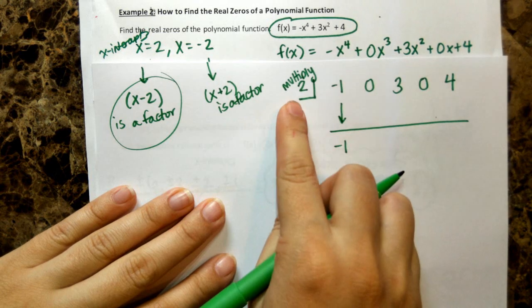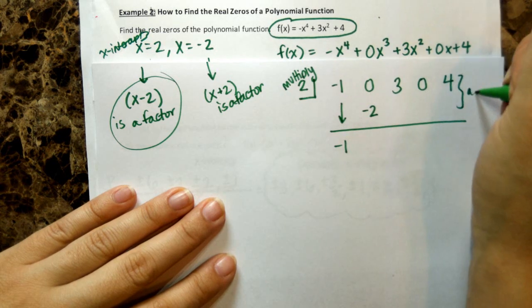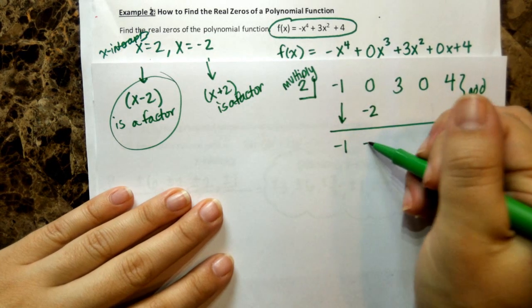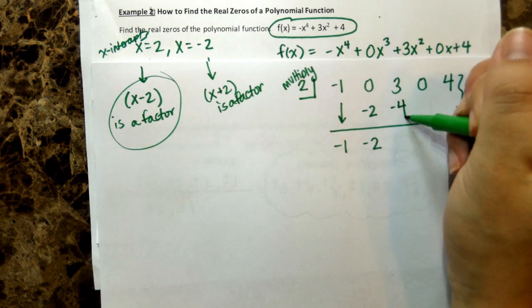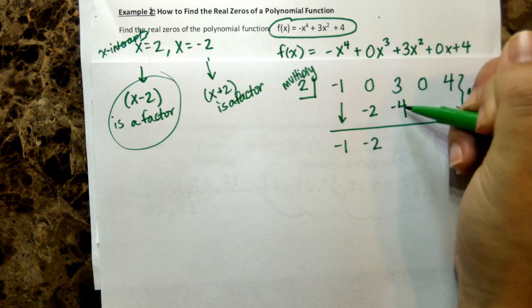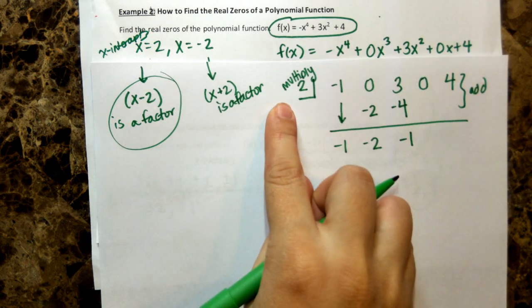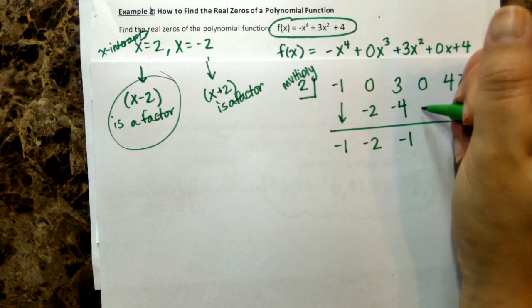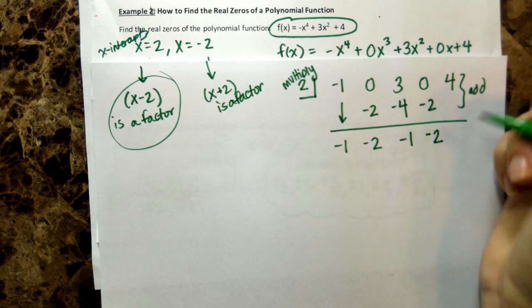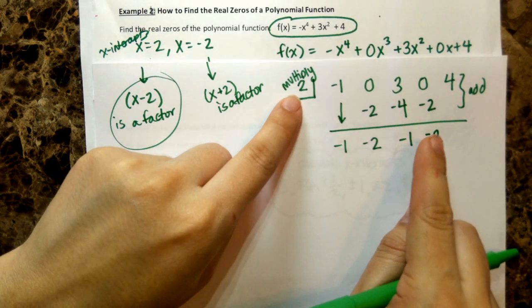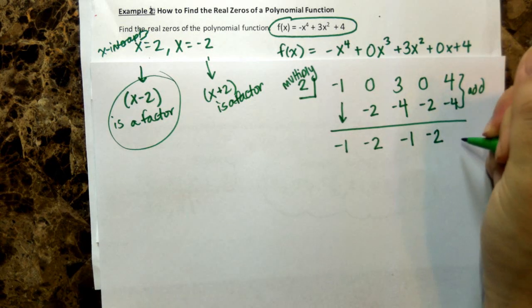So negative 1 times 2 is negative 2, and then add. 0 plus negative 2 is negative 2. Multiply again, negative 2 times 2 is negative 4, and then add. 3 plus negative 4 is negative 1. Multiply negative 1 times 2, and we get negative 2. And then you add. 0 plus negative 2 is negative 2. Multiply again. Negative 2 times 2 is negative 4. And then we add. 4 plus negative 4 is 0.